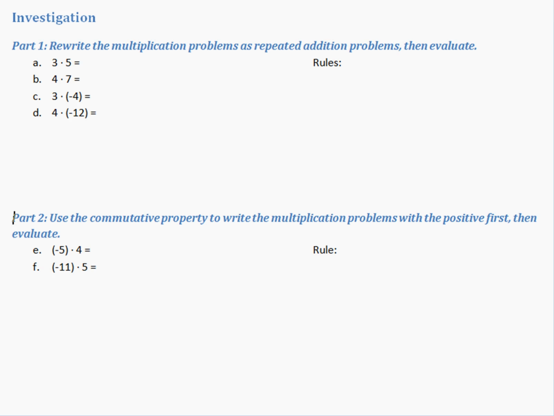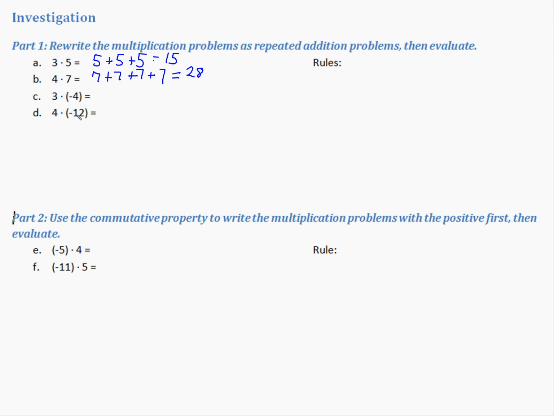To start this, it says rewrite the multiplication problems as repeated addition. The first one is going to be nice and simple. We actually did this one already. This is 3 times 5, so this means we have 5 plus 5 plus 5. That is 15. 4 times 7 is simply 4 7s, so 7 plus 7 plus 7 plus 7. And that is 28.